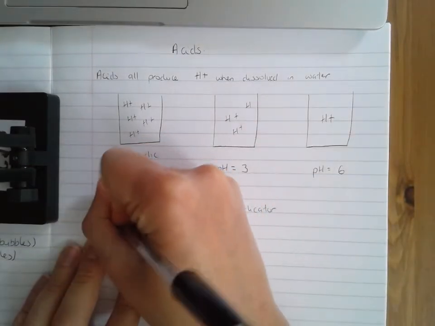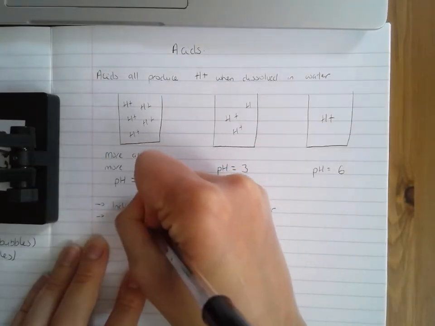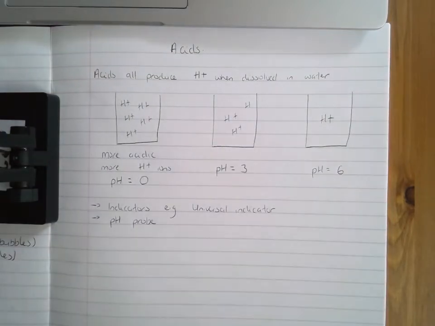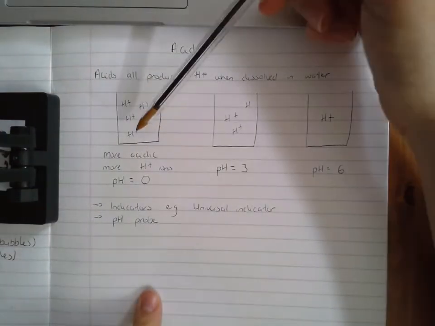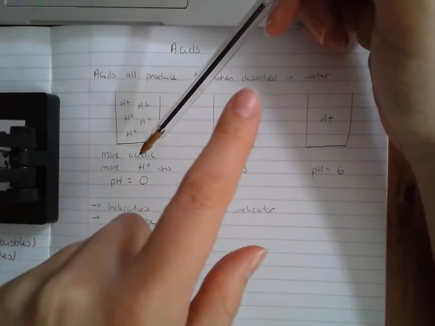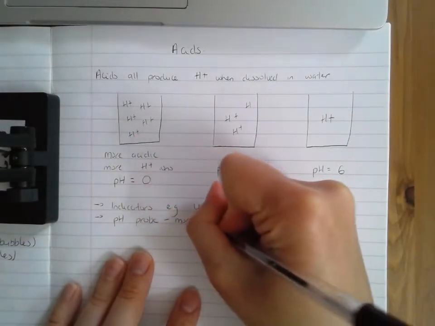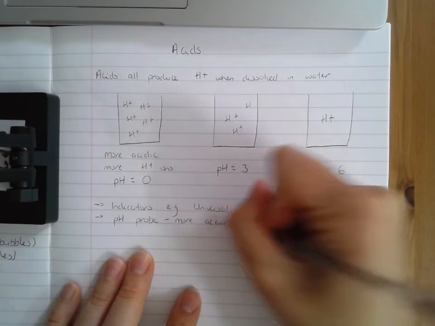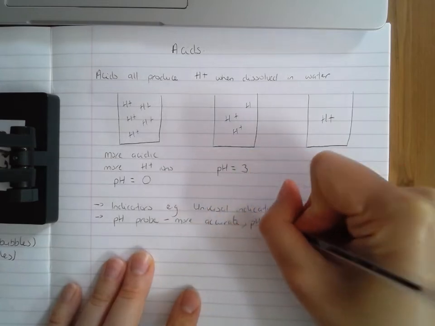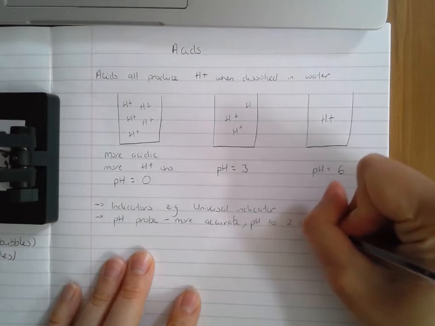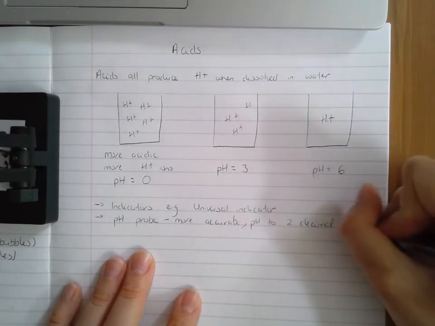You can also use something called a pH probe, which is like a little electronic device that you would pop into the beaker and it will give you a reading. These are more accurate because you can get the pH to even up to 2 decimal places.